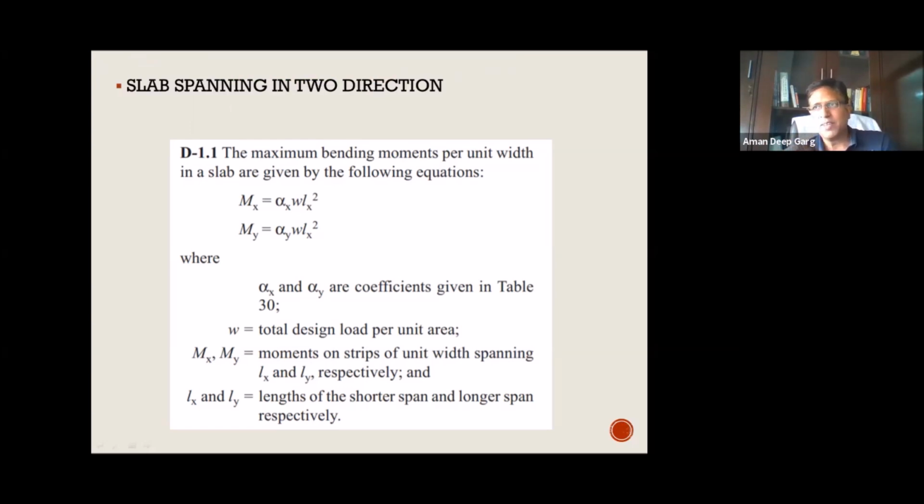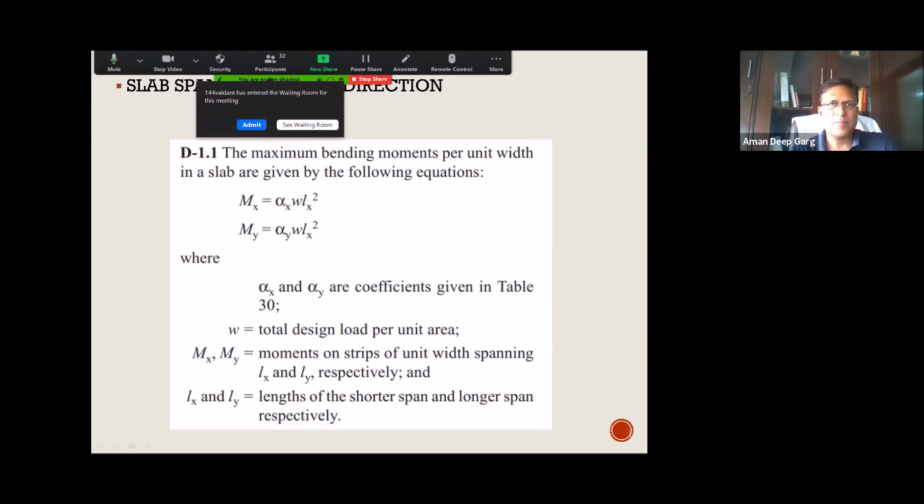That would resist only after 8 millimeter deflection, but the 3 meter span is resisting after 6 millimeter deflection, so more load will be taken by the smaller span. And that is how, as your ratio of Ly by Lx changes, with Lx we are considering as the smaller span and Ly as the larger span, when your larger span is say 10% higher, then the moment shared by the smaller direction would be slightly more than the larger span.